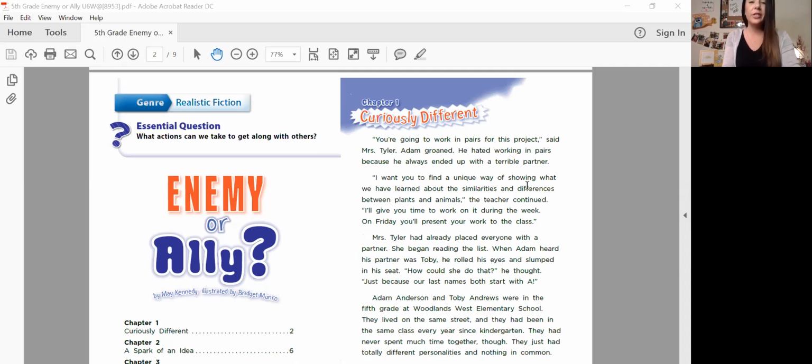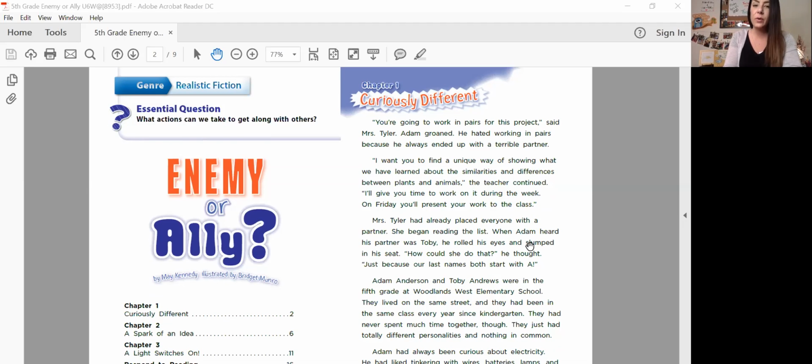Chapter 1, Curiously Different. "You're going to work in pairs for this project," says Miss Tyler. Adam groaned. He hated working in pairs because he always ended up with a terrible partner. "I want you to find a unique way of showing what we have learned about the similarities and differences between plants and animals," the teacher continued. "I'll give you time to work on it during the week. On Friday, you'll present your work to the class." Mrs. Tyler had already placed everyone with a partner. She began reading the list.